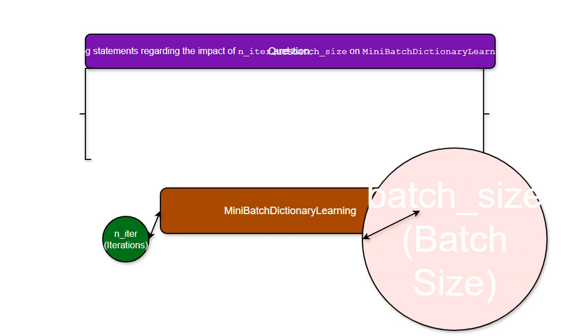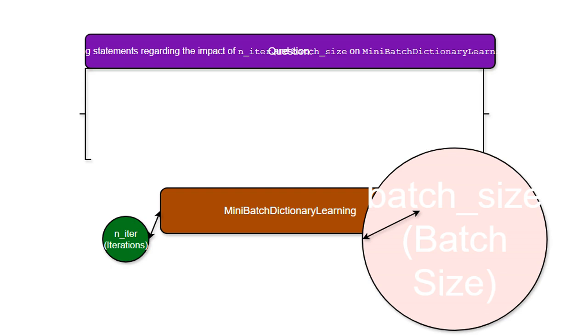This is the size of the smaller chunks of data I process during each iteration. Smaller batches use less memory, but might make the process noisy and slower to converge. Larger batches are faster per iteration but might need more iterations overall to get a good result.